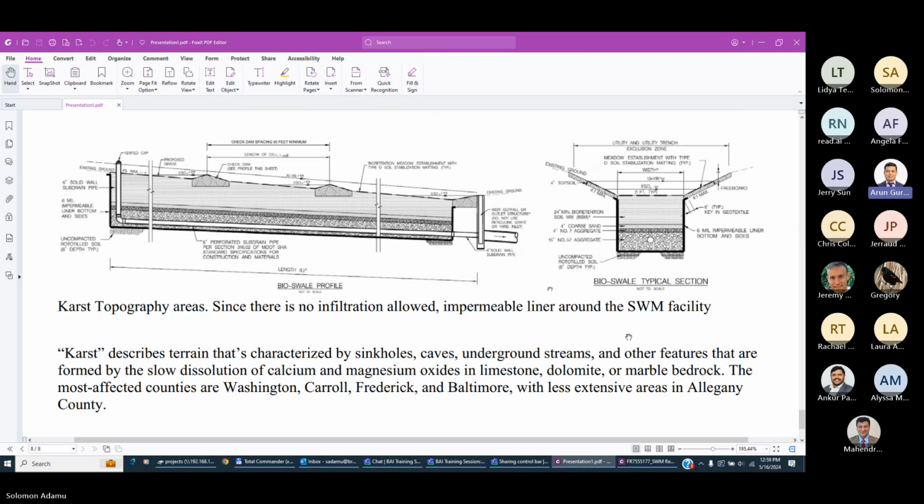So using any infiltration practices in such an area is discouraged, and if we have to use one, then we have to provide an impermeable liner as shown on that diagram, which prevents water from infiltrating into the ground. The only outlet for water is through the under drain, or once it fills up, it goes through the outlet structure. For sites in karst topography, the required recharge volume is usually 0. You don't provide any recharge volume.